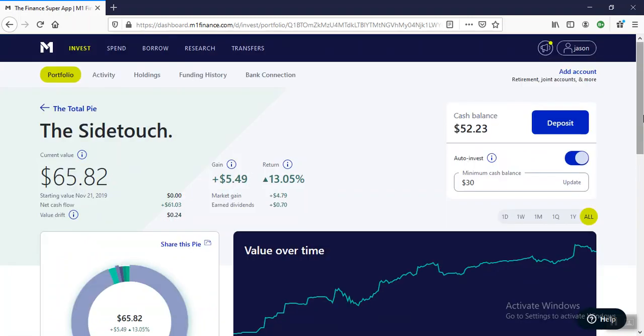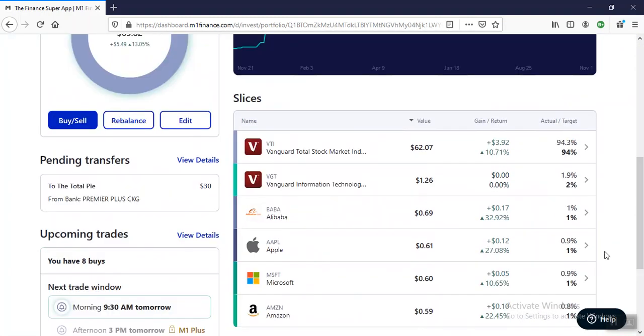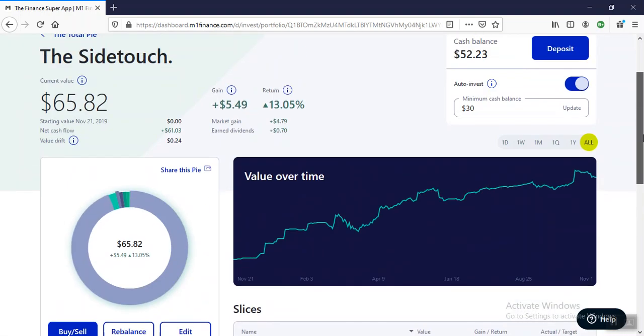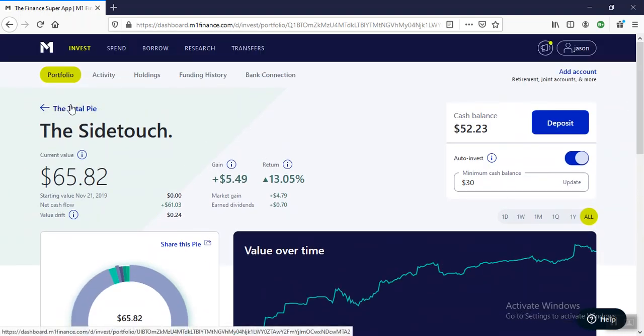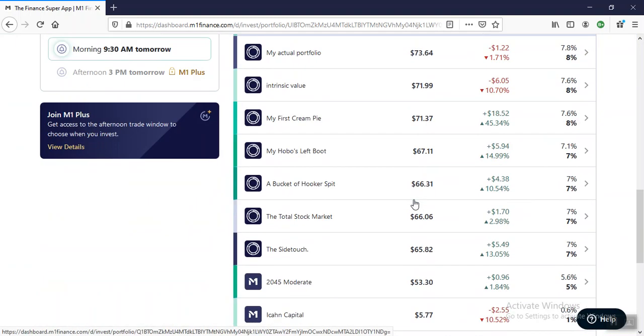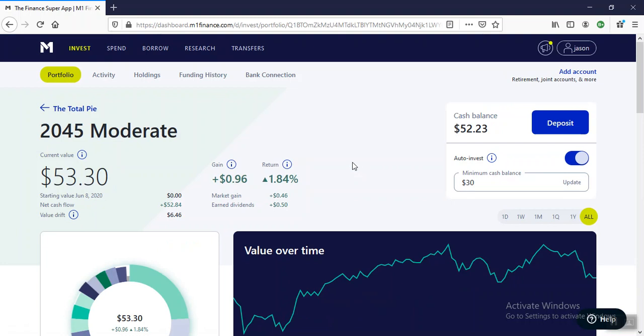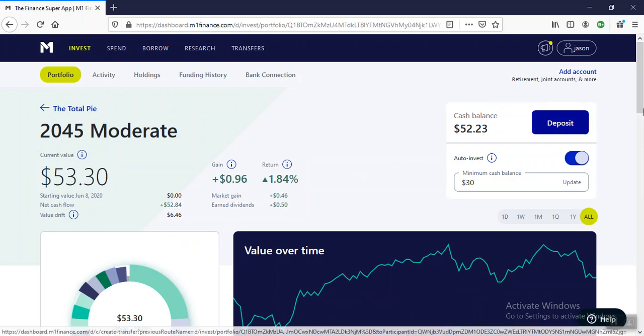And the side touch. Again, this is too similar to other ones. I'm going to do something different with this in here. I got some ideas. This is the moderate.